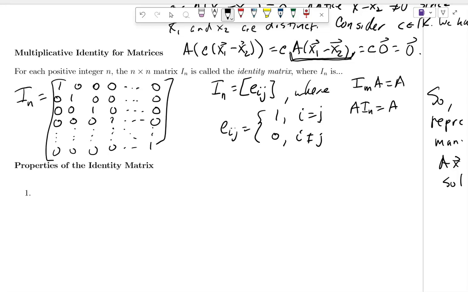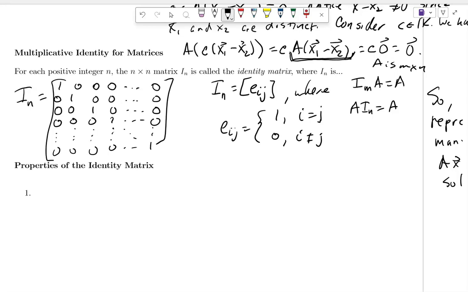Why am I using an M and an N here? Why do I have different letters? This works even if A is not square. So if A is M by N, I need to make sure my columns here match. That's why I have an M here. And I need to make sure my rows here match. Okay, so that's why I've got different letters. I really did mean the different subscripts there. So you may even have to change the size of the identity matrix depending on what you're multiplying by. But this is what it means to be an identity matrix.